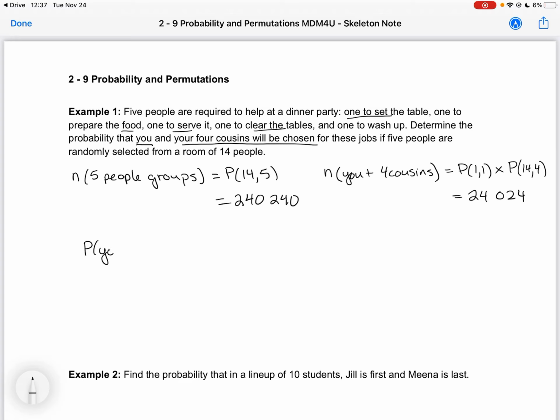And then in order to find the probability that myself and my 4 cousins are chosen, I'm going to take my number of groups, where it is my 4 cousins and I, and divide by the total number of groups that I have based on those 14 people, which is about 10%.